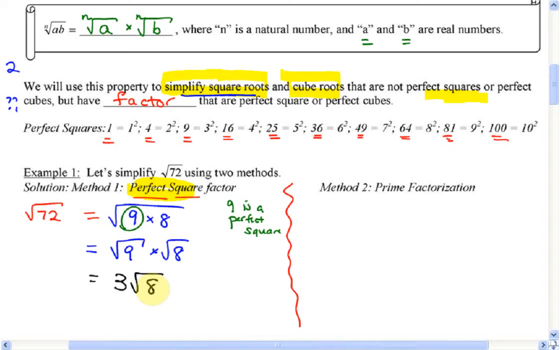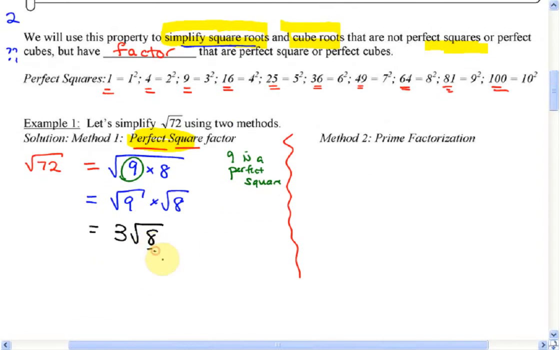Which is great, because now it's actually in a simpler form, but it's still not simplified yet. Okay? For it to be simplified, this 8 must not have another perfect square factor. Now let's think about this. What times what gives you 8? 4 and 2. Isn't 4 another perfect square? It is, so we have to keep going with this process. So let me ask you to rewrite the root 8 as 4 times 2. Okay? And remember, we have the 3 in front, so let's just keep that in front.